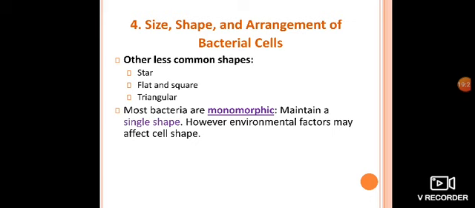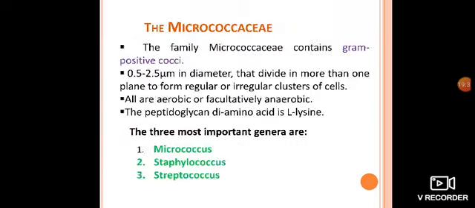However, environmental factors may affect the cell phases. The environment may affect the cell cycle or cell development of bacteria, but still bacteria do not change their shape frequently. Now the next point is Micrococci. This is a family. The family Micrococci contains the gram-positive bacteria.